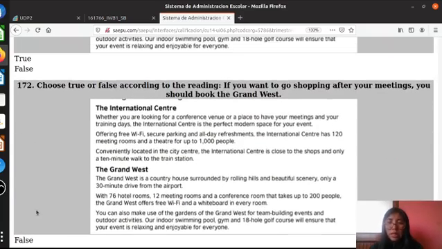Okay, ¿qué nos dice aquí? If you want to go shopping after your meetings, you should book the Grand West. That is true or false? Okay, that is false according to the information, okay? Because if you want to go shopping, you have to choose the International Center.